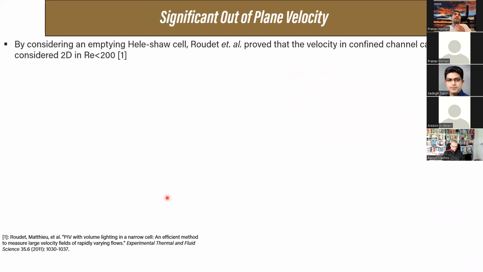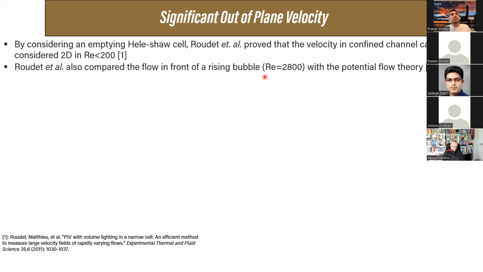So the first thing we do is analyze the out-of-plane velocity component. Rudet et al. in 2011 performed some experiments in a Hele-Shaw cell, which is a confined channel. By emptying that cell, they analyzed how the pressure-driven flow velocity looks, and they got good agreement with 2D PIV at a Reynolds number of 200. They also analyzed the flow in front of a rising bubble with potential flow theory, and they found good agreement. So based on that, they came to the conclusion that 2D PIV provides depth-averaged velocity that can be used for these experiments.